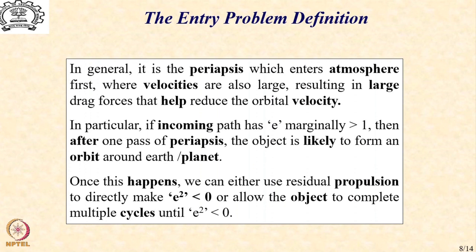Now, once this happens, there are two possibilities. Either we can use residual propulsion to directly make E square less than 0 so that the vehicle will have a trajectory that will directly bring it back to Earth straight away, or instead of using the propulsion, we allow the vehicle to orbit with part of a trajectory in the atmosphere so that in every cycle a certain amount of energy gets dissipated slowly until the same condition of E square less than 0 is achieved, after which the same act of vehicle coming back to Earth straight away will happen.